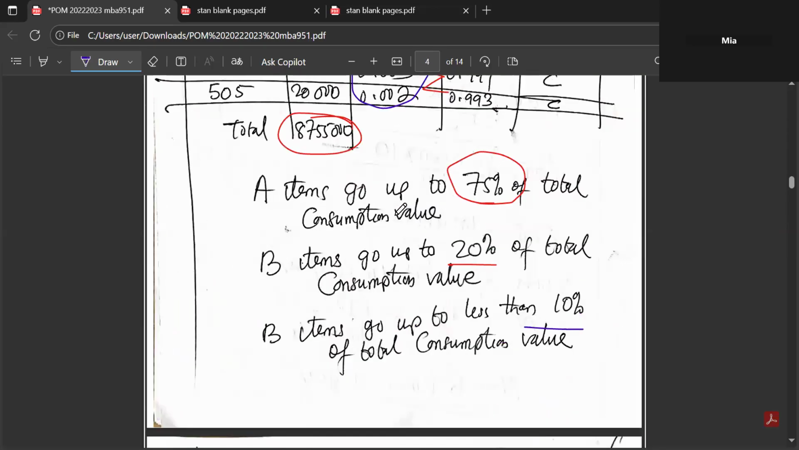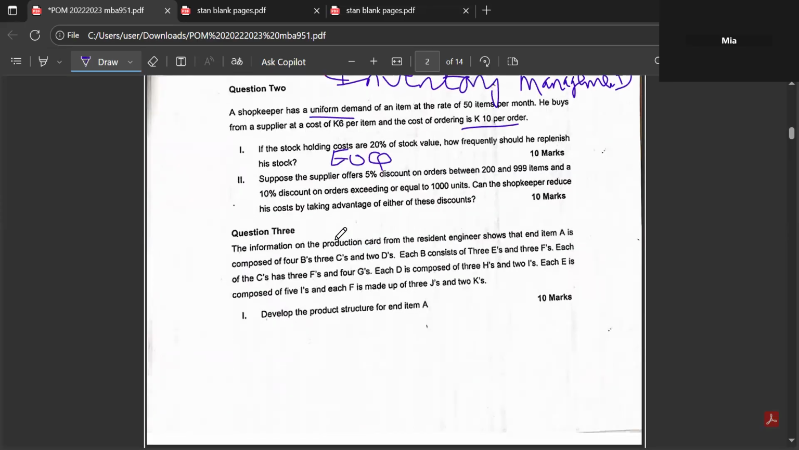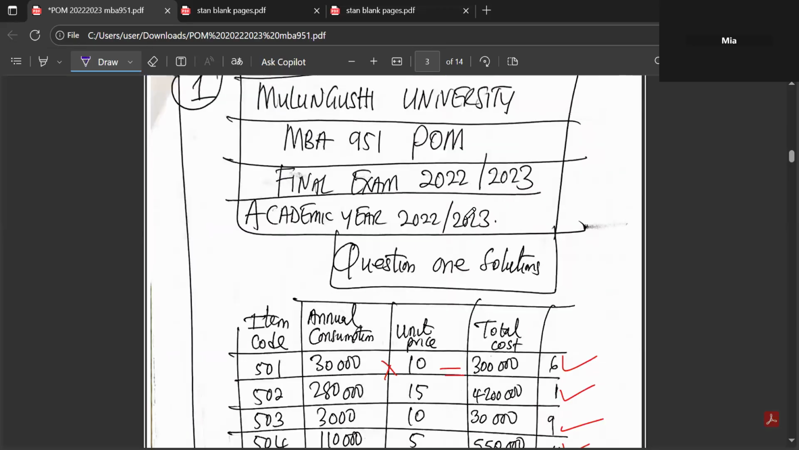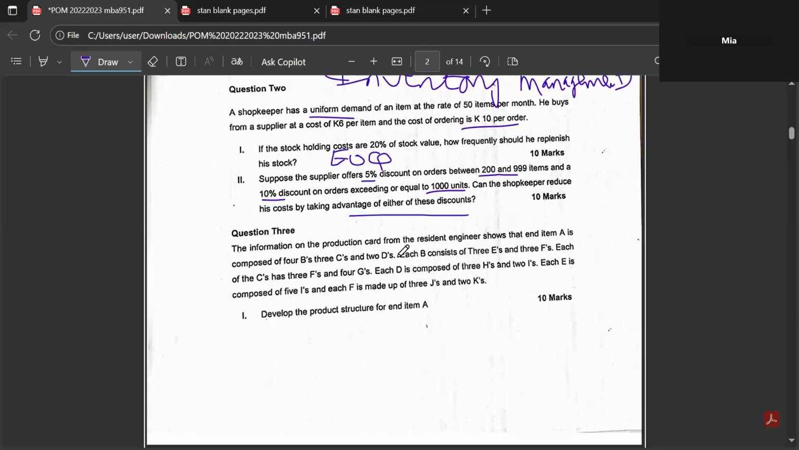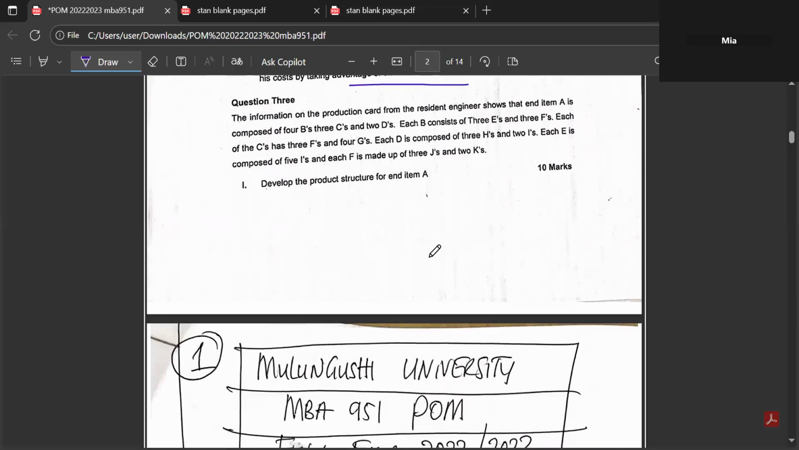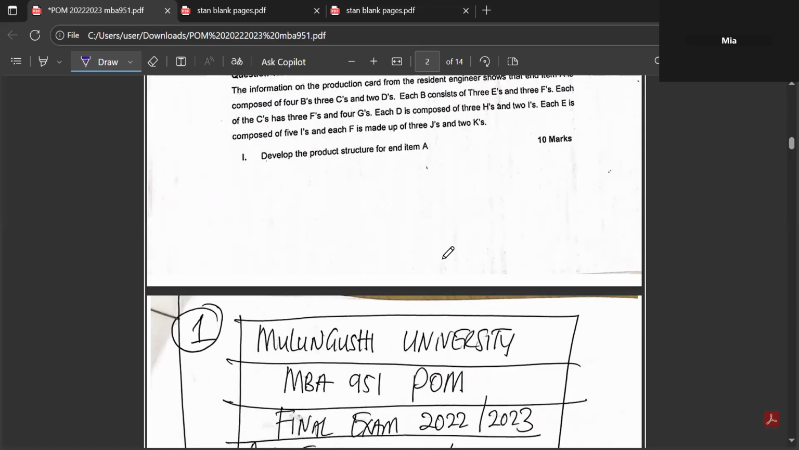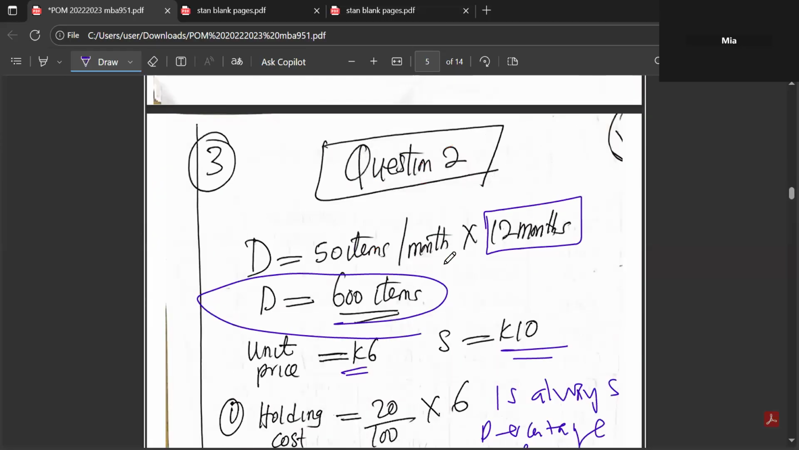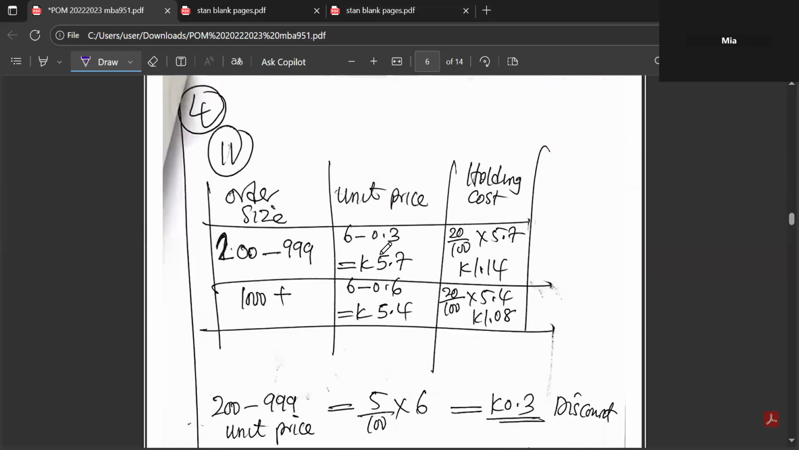Now here, the examiners say, suppose the supplier offers a 5% discount on orders between 200 and 999 items and a 10% discount exceeding 1,000. Can a shopkeeper reduce his cost by taking advantage of the discount, 10 marks? Okay, so you need to find the holding cost, 20% of the price.